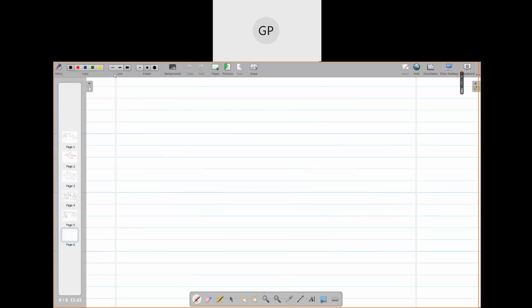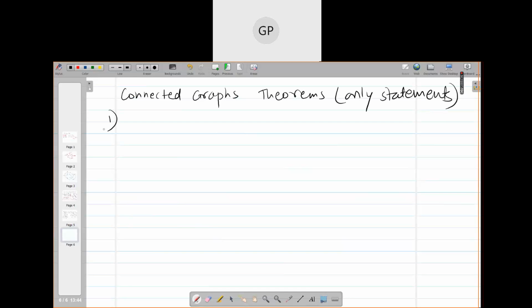Now I had left some theorems. So these theorems I'm just stating from connected graphs. I'm giving you only statements. Please remember these are very important theorems.